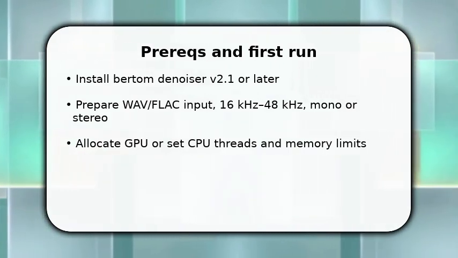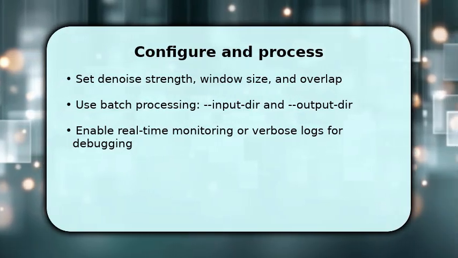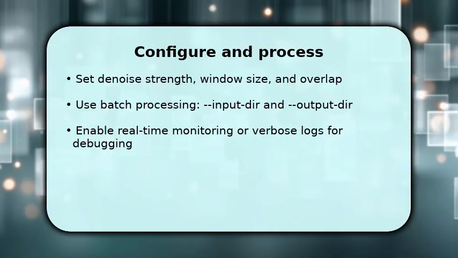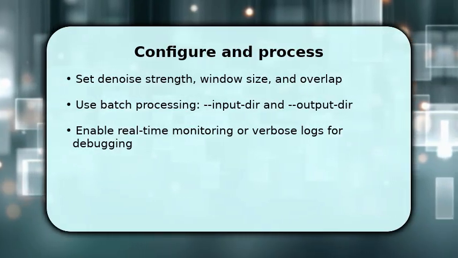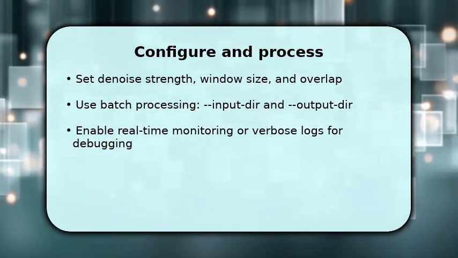Now you configure core parameters. Choose denoise strength based on noise floor and set the FFT window and overlap to balance latency versus quality. You then point Bertom to your input directory and an output directory so it processes many files reliably.